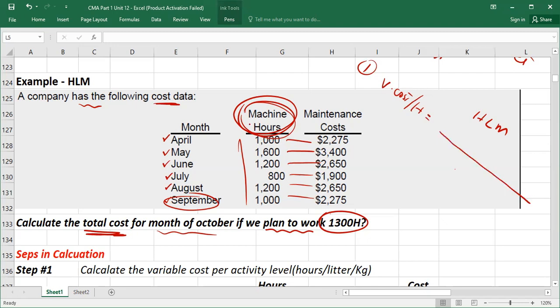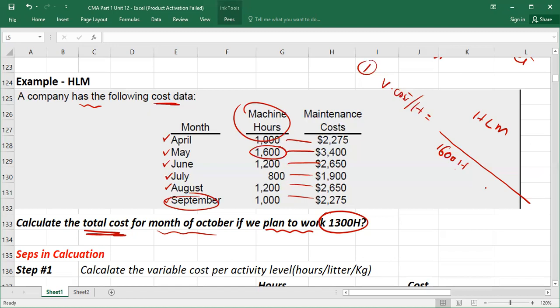These are called activity levels. It could be machine hours, units produced, quantity used. It could be anything. Okay, so we will pick two activity levels. One is the highest, second is the lowest. That is why this method is called the high-low method. Highest activity level, where do we have it here? So we'll pick it here and write here 1,600 hours.